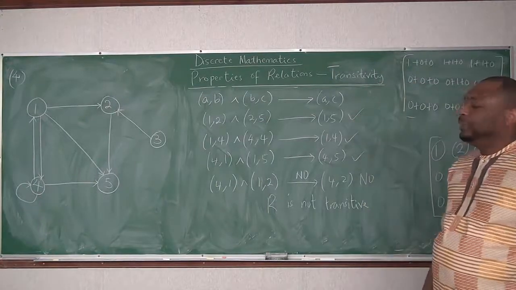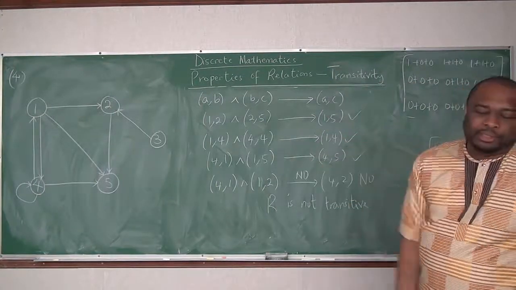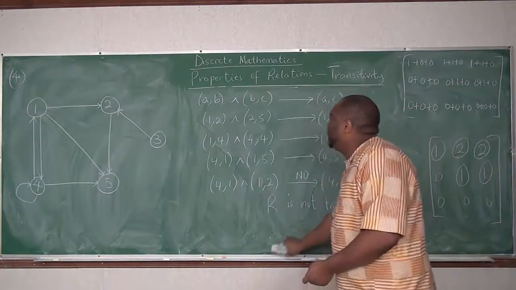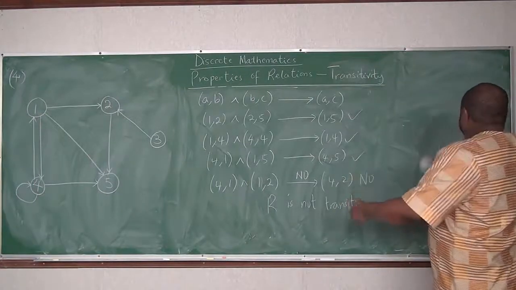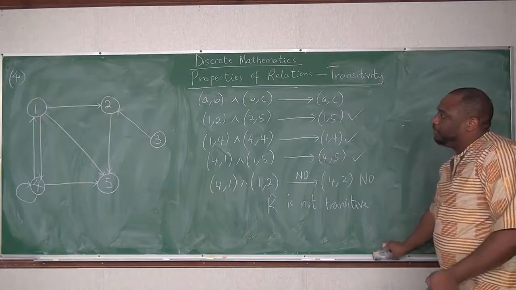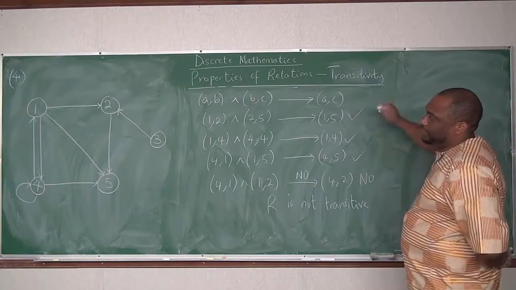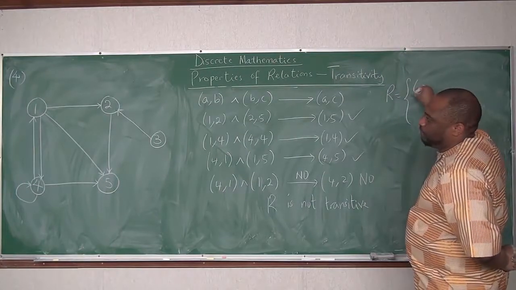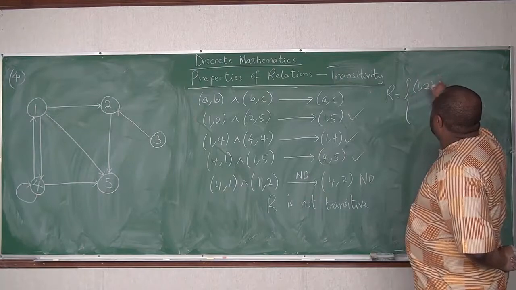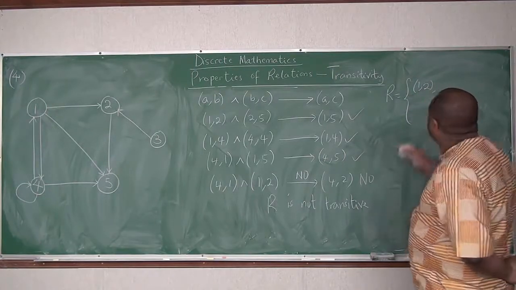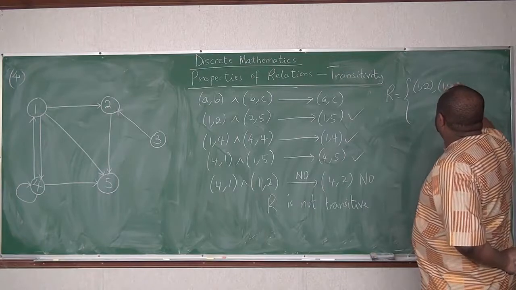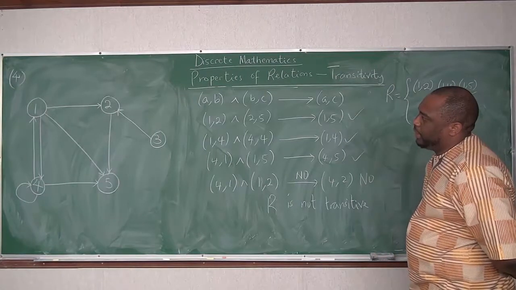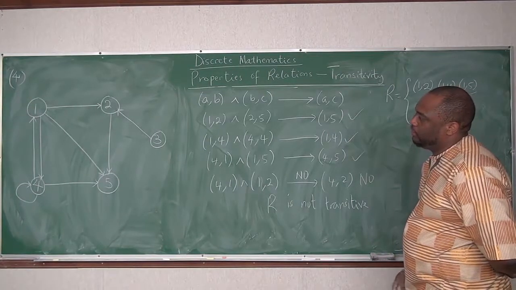Some people like it as sets, so for those people, let me just write this also as sets. You could have the arrow as a set to be: we have 1, 2, we don't have 1, 3, but we have 1, 4, we have 1, 5, then we are done with ones. 1, 2, 1, 4, 1, 5.